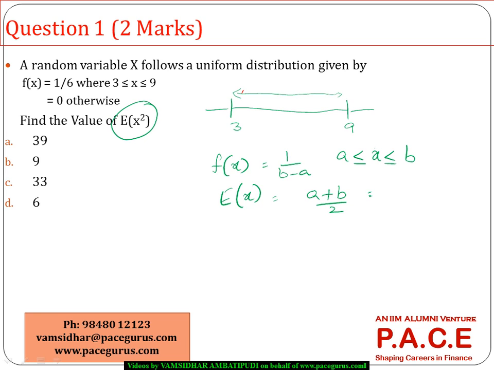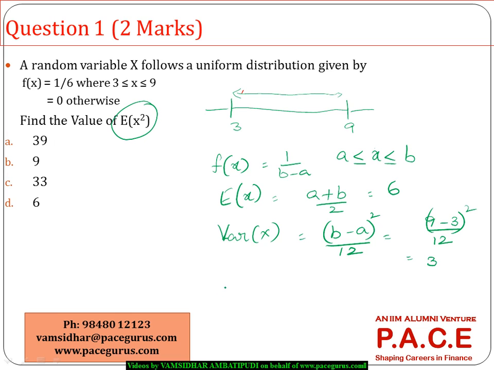So in this case 3 plus 9 by 2, which becomes 6. And the variance of x, as a formula, is nothing but b minus a whole squared by 12, for any continuous uniform distribution. So 9 minus 3 whole squared by 12, 6 squared is 36, 36 by 12 is 3.